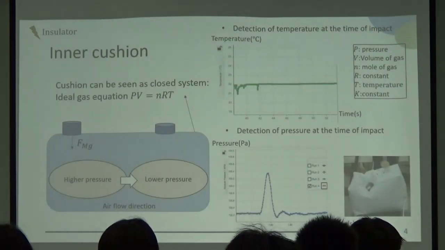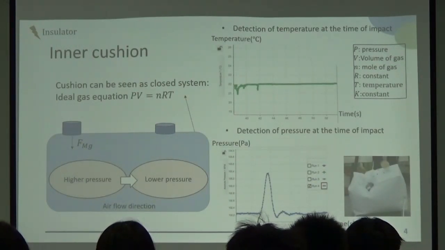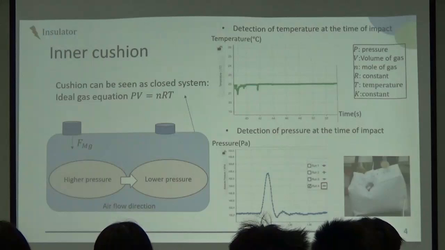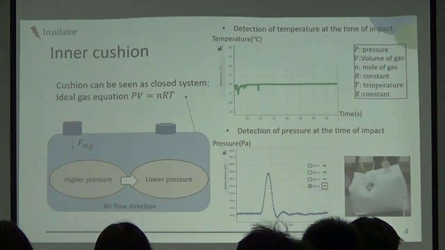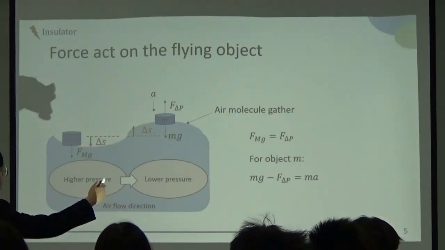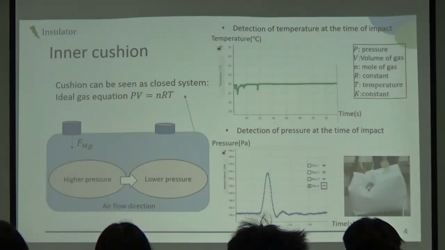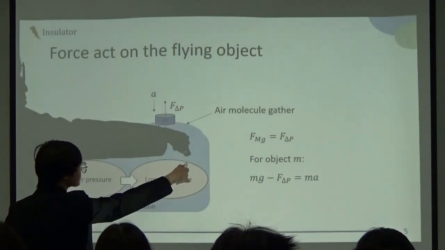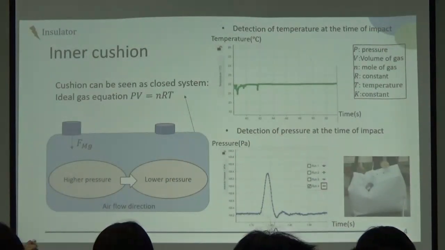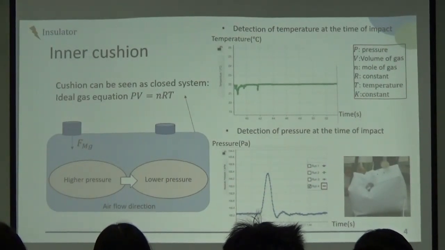Here is the inner cushion. Because the cushion can be seen as a closed system, we can use an ideal gas model to explain this, but it can only be a more ideal situation. So we know R is a constant, and the modulus in the cushion will not change at the moment of impact. Here is the detection of the temperature at the time of impact. We can see the temperature will not change a lot when the dropped object hits the cushion. There is a little jumping, but it's not really affected a lot because it's only within 1 degree.